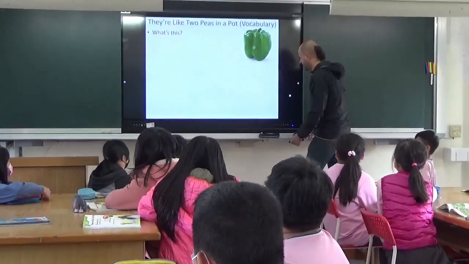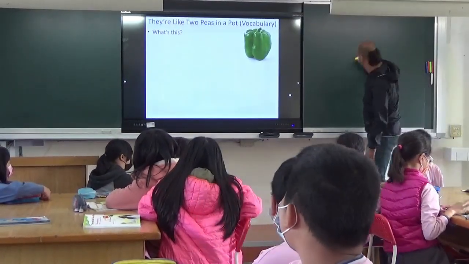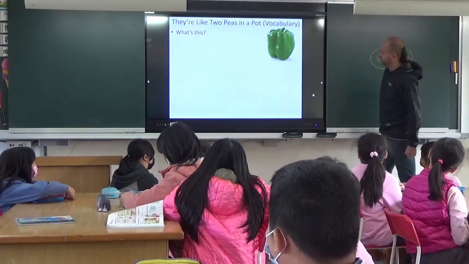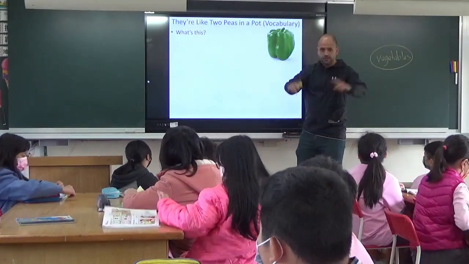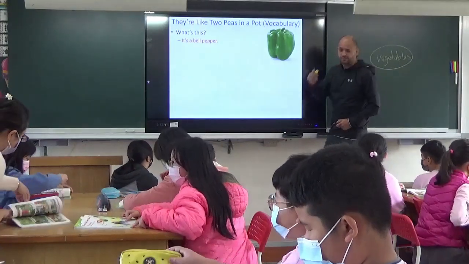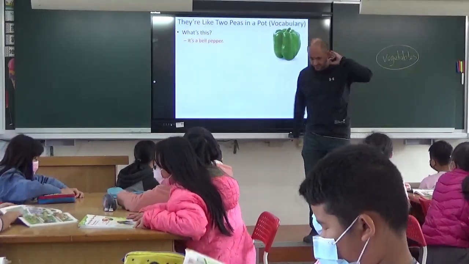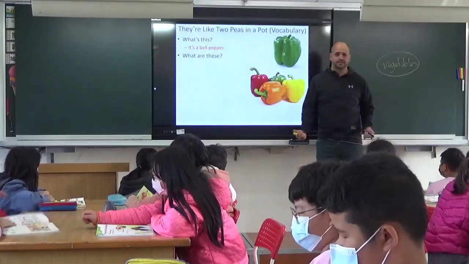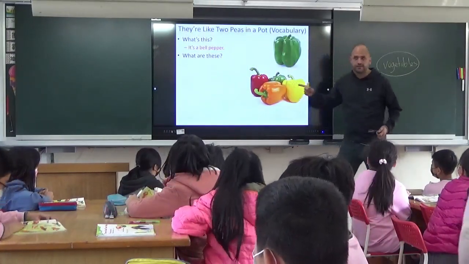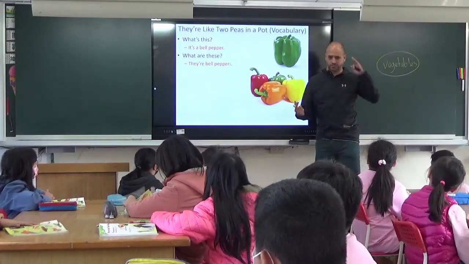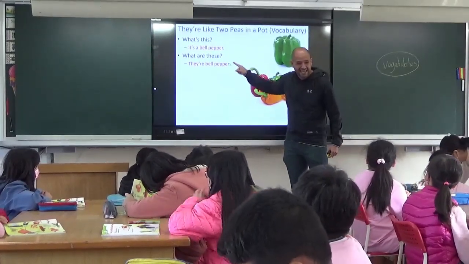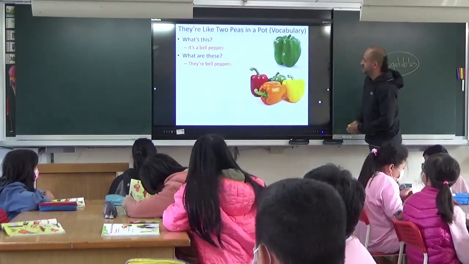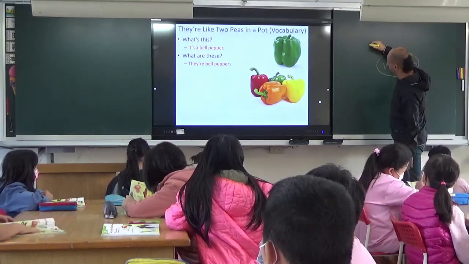So let's start with the first. So we have vegetables here. What's this? Okay, but it's only one. We say it's a bell pepper. Good. So now what are these? They are bell peppers. Yes, everybody, they're bell peppers. Remember, we need to add the S so we can talk about two or more. Remember this S, very important. So we have bell peppers right down here.